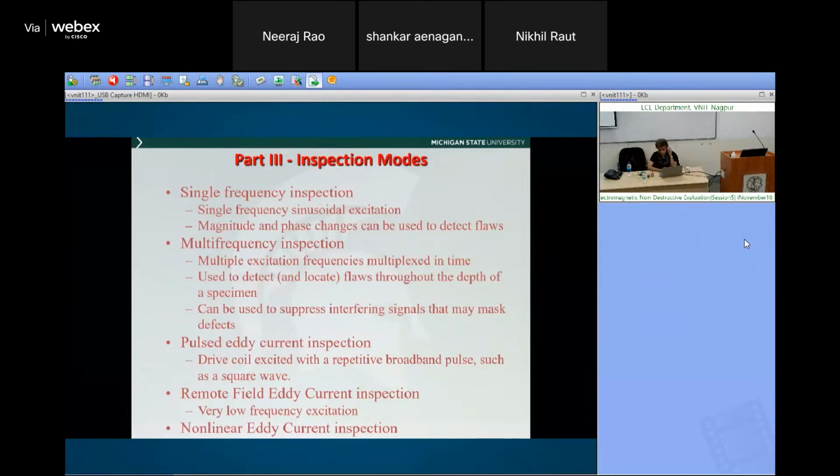And then there is also something called remote field eddy current inspection and nonlinear eddy current inspection. Nonlinear is used for ferromagnetic materials.